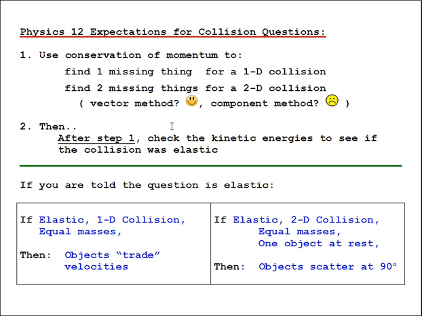Here's one extra little fact you can take to the bank. If, we saw this before the break, if it's elastic one-dimensional and they're equally massive, then they trade velocities. You can just say, I know that. That's what it's going to do. Or if it's elastic, two-dimensional, equally massive with one at rest, that's a lot of ifs, then they're going to scatter at 90 degrees. And that finishes all of our theory for collisions with Physics 12. We've got our one-dimensional and two-dimensional collisions that we'll use momentum to try to do some solutions for. It's your best friend. And then we'll check the kinetic energies out later to see if it was elastic or not.